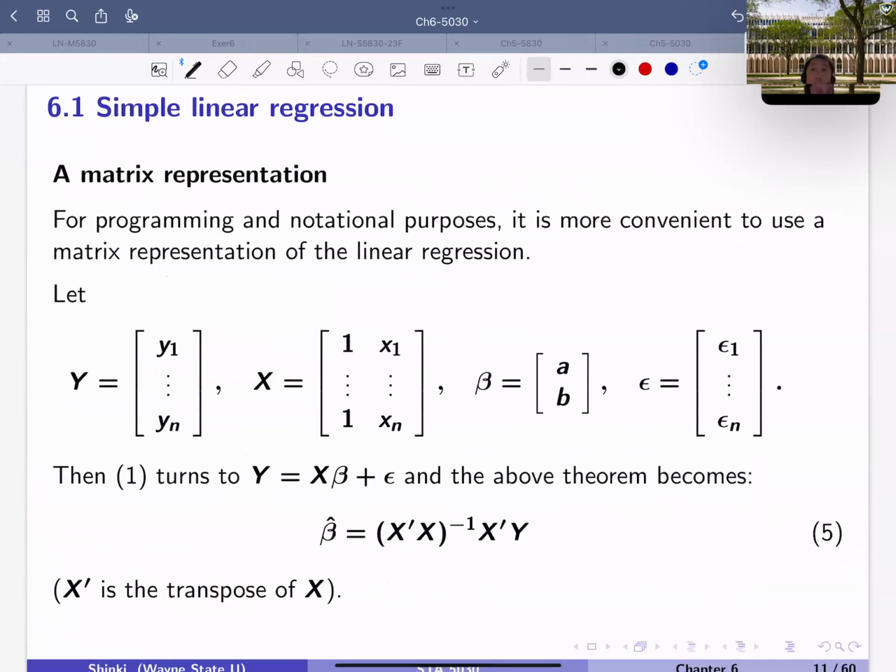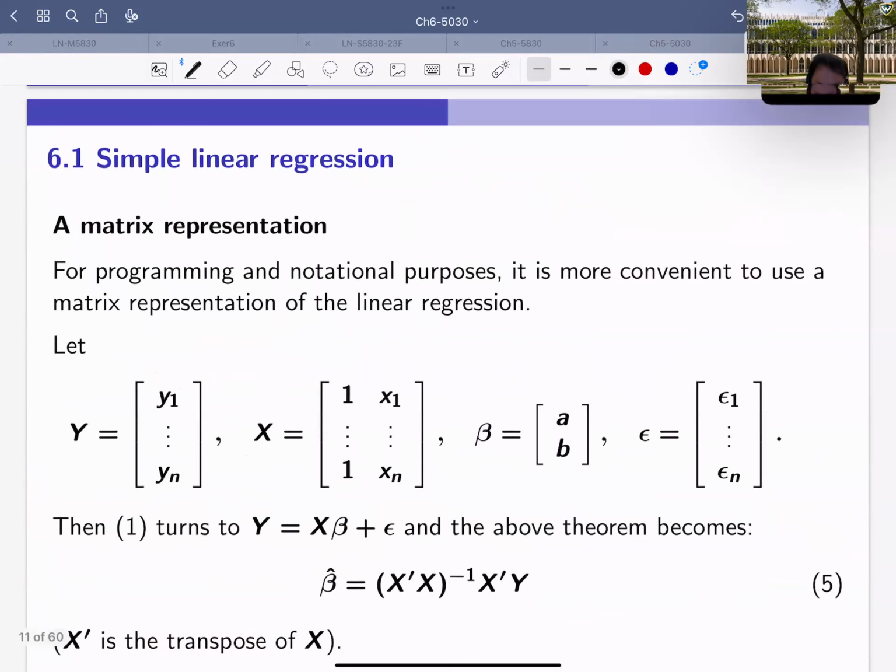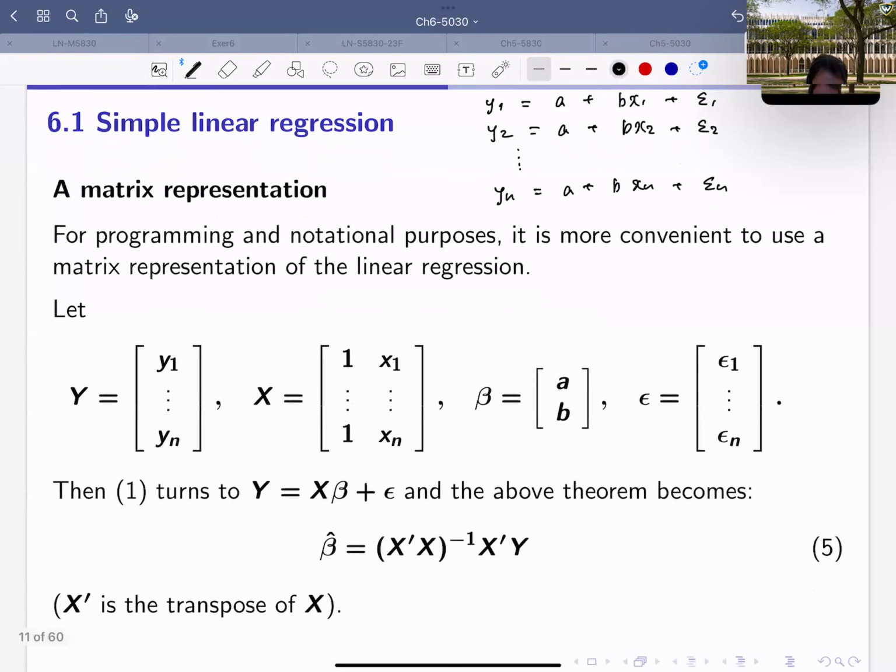The next one is matrix representation. We have n observations in this simple linear regression, so we have basically n equations. Y1 is equal to a plus b times x1 plus epsilon 1. Y2 is equal to a plus b times x2 plus epsilon 2, and so on, up to yn is equal to a plus b times xn plus epsilon n. So it's natural to use matrix representation to make it simpler, and we want to write this as y is equal to x beta plus epsilon.